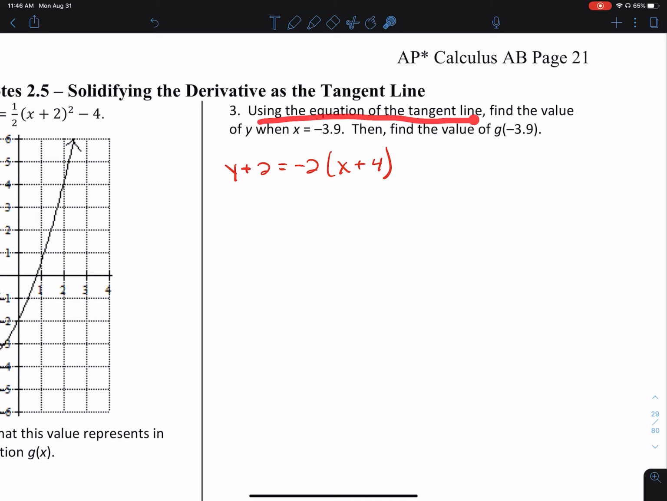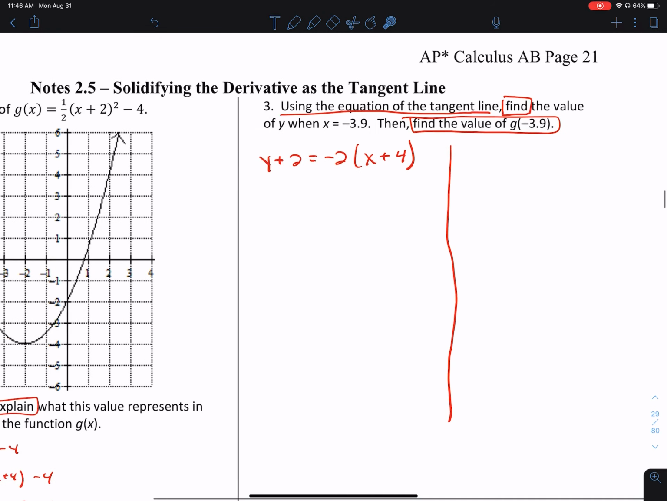Using the equation of the tangent line, find the value of y when x is negative 3.9. Then find the value of g of negative 3.9. Well, that's two different things. So using the equation of the tangent line to find that, then we've got to also find this value. So those are two separate things.